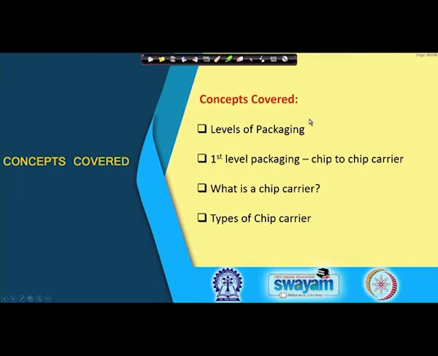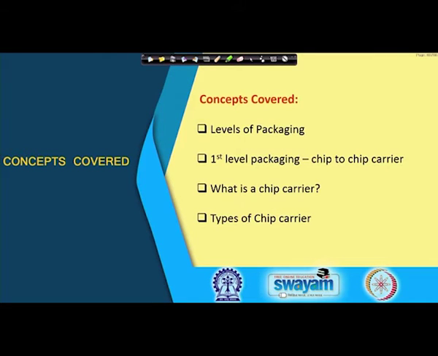Today, we will just briefly discuss the levels of packaging, if you recall what we had mentioned earlier, and then we will go straight on to first level packaging. First level packaging, we will see, is something called chip to chip carrier, which immediately brings the question as to what a chip carrier is, and then what the different types of chip carrier are once we know what a chip carrier is.